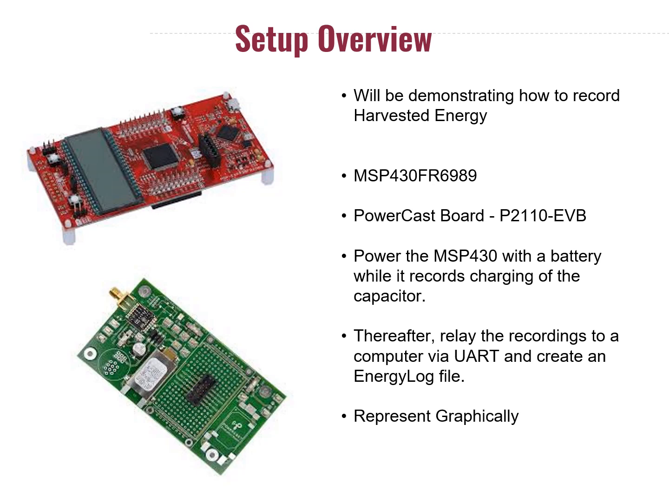For this we are going to use the MSP430 FR6989, a Powercast board P2110 EVB, and we are going to power the MSP430 with a battery while it records the charging of the capacitor, and thereafter we are going to display all the recordings on a computer by UART, and print all the output on a serial port.